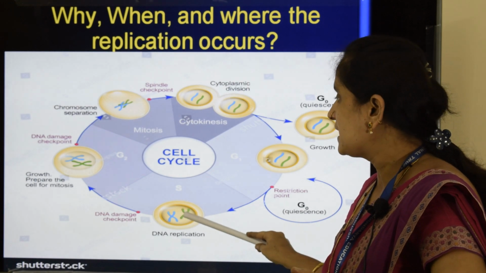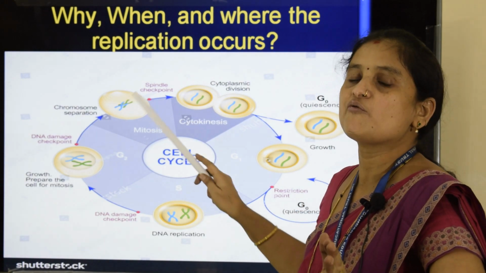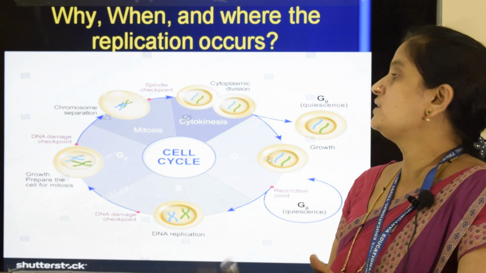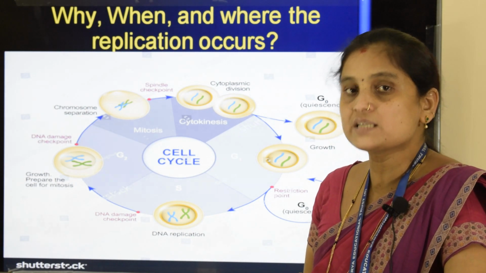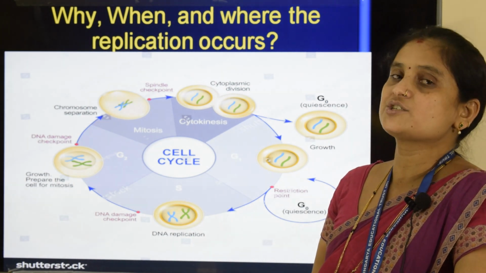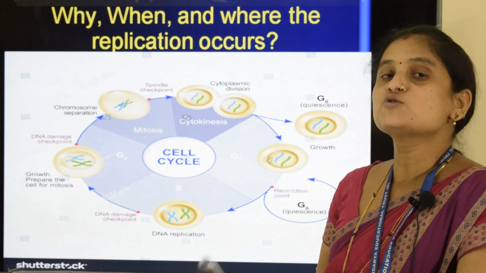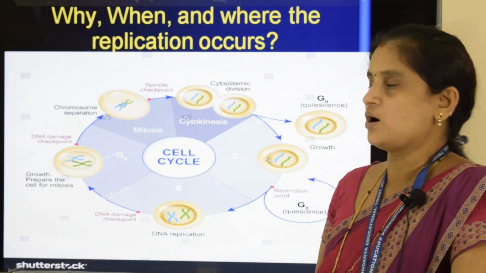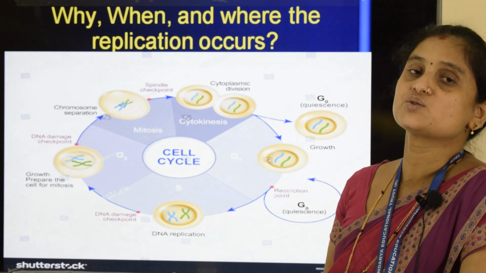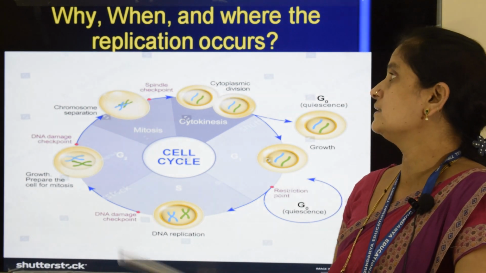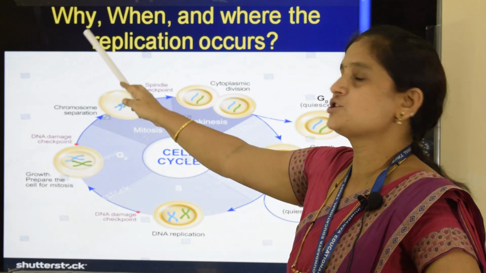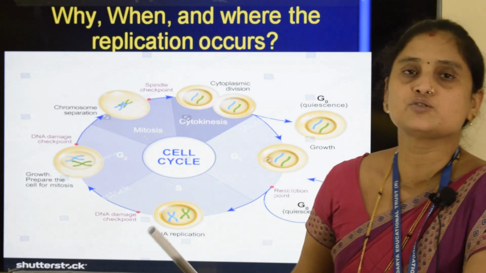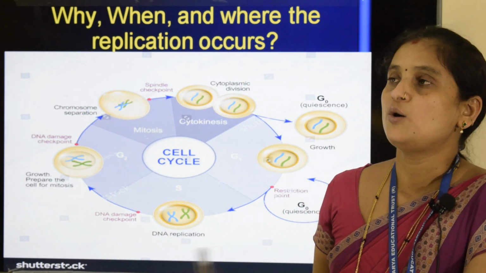That means replication and cell division are both very important in the life of an organism and should go hand in hand. If the replication takes place and cell division does not take place, then again it leads to another type of complication, called polyploidy, where the chromosome number in a cell increases, that is triploid or tetraploid. So that condition again leads to certain complications. So to avoid that, it is very important that replication should take place. Then when it occurs: in the S phase. Then where it occurs is also very important for the point of your competitive exams and all.